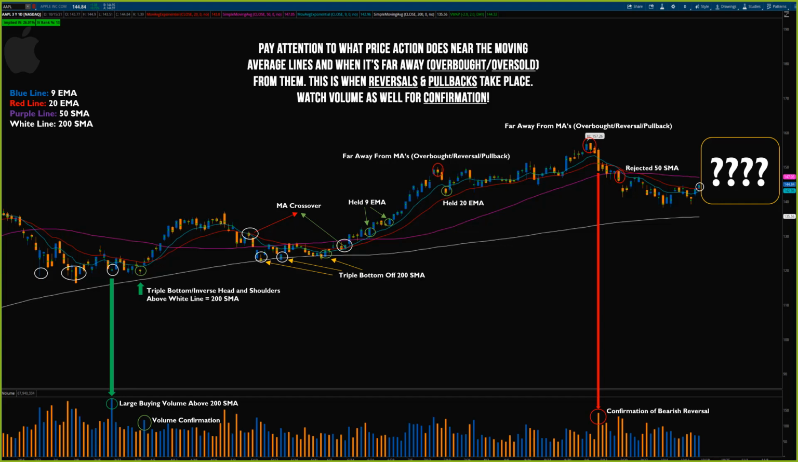And now you can see I have price circled. Well, price is kind of in the middle of those moving average lines. So is it going to go up? Is it going to go down? Is it going to trade sideways? I don't know. You've got to watch.